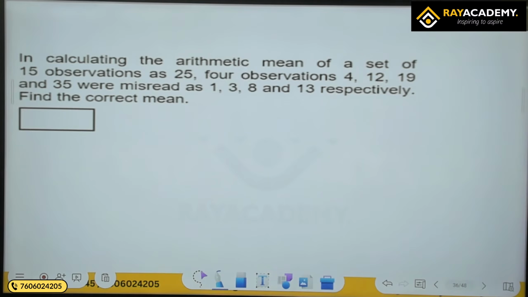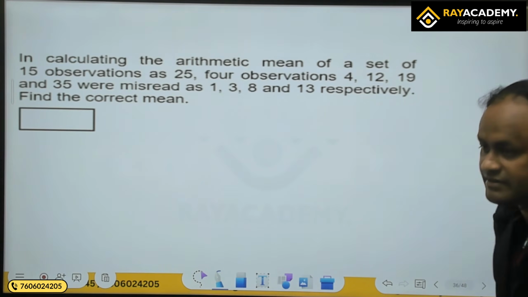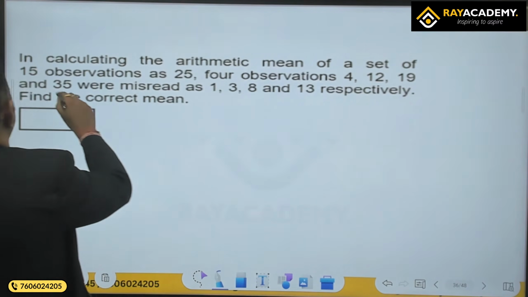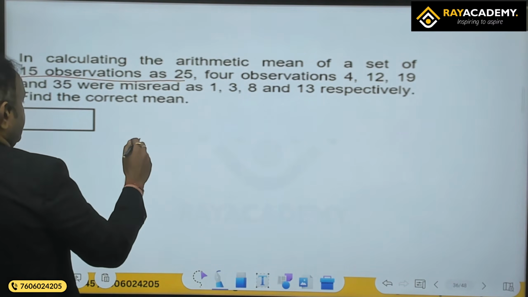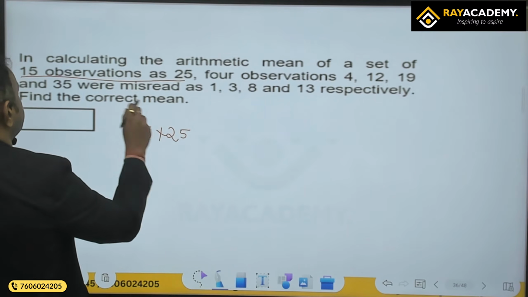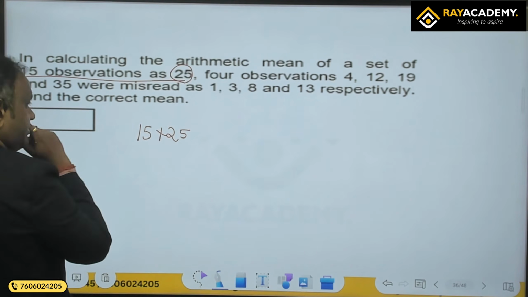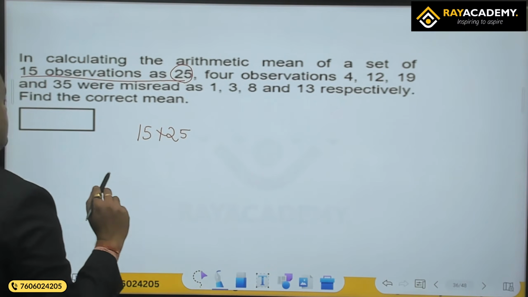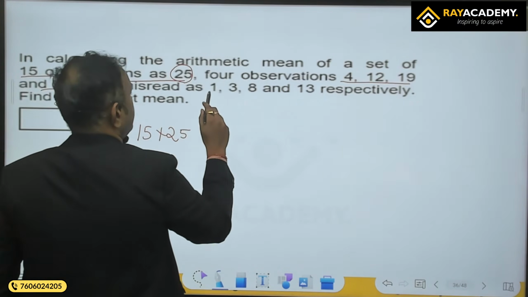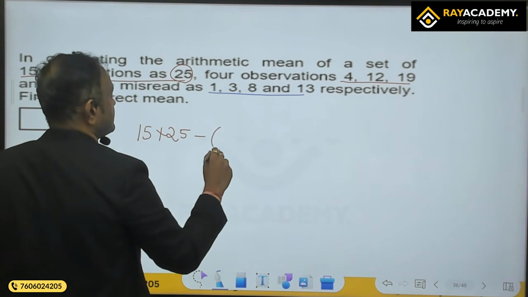In calculating the arithmetic mean of a set of 15 observations as 25, 4 observations were misread as 1, 3, 8 and 13 respectively. This kind of question I have already done, but still let us do it. The total is 15 multiplied with 25, but this total is not correct. The correct observations are 4, 12, 19 and 35, but you took 1, 3, 8 and 13.